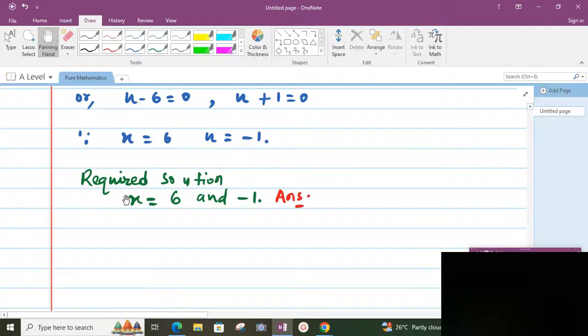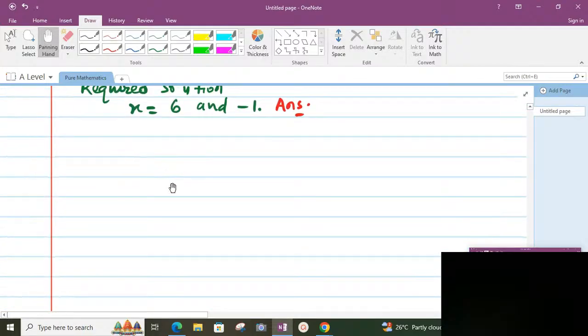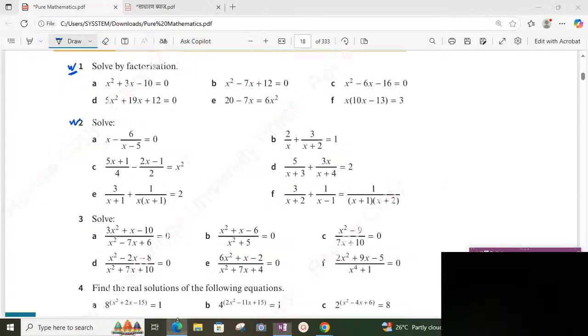Let's see the next question. You can note down the answer of this question or solution of this question. This is the next question. 2 by x plus 3 by x plus 2 equal to 1.